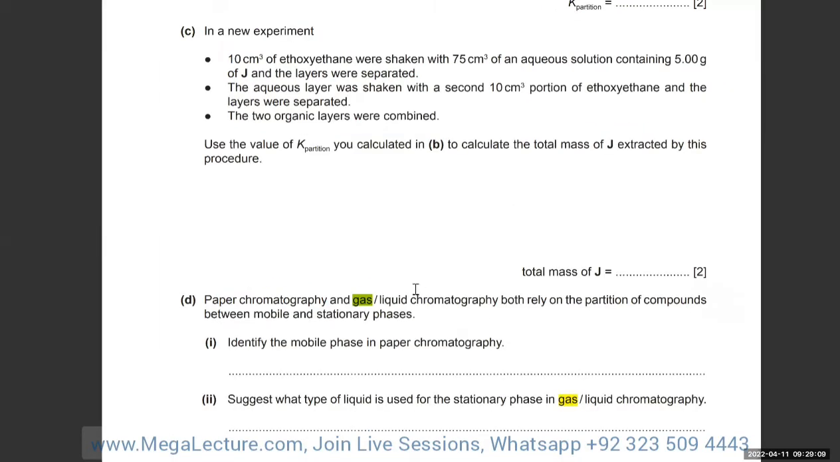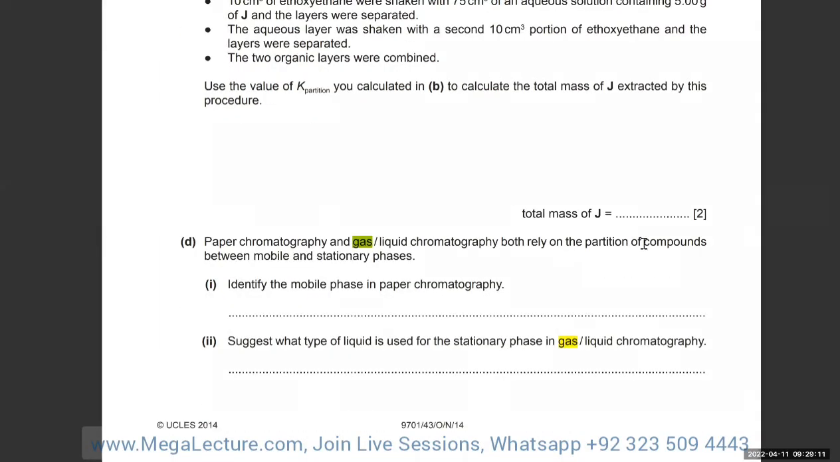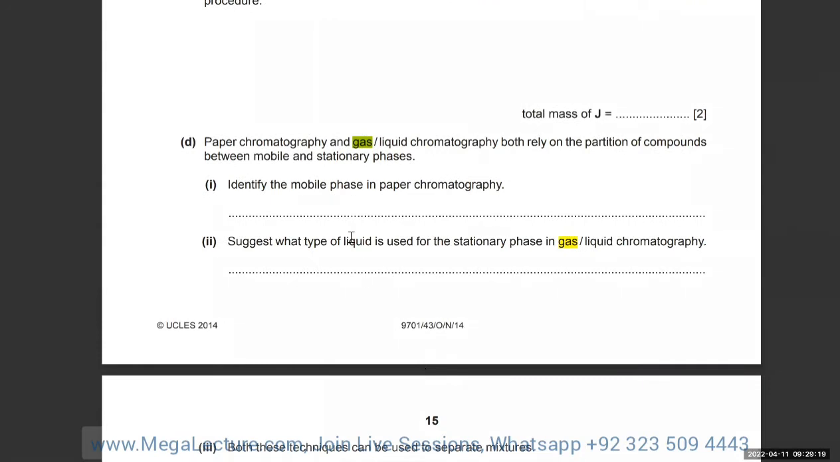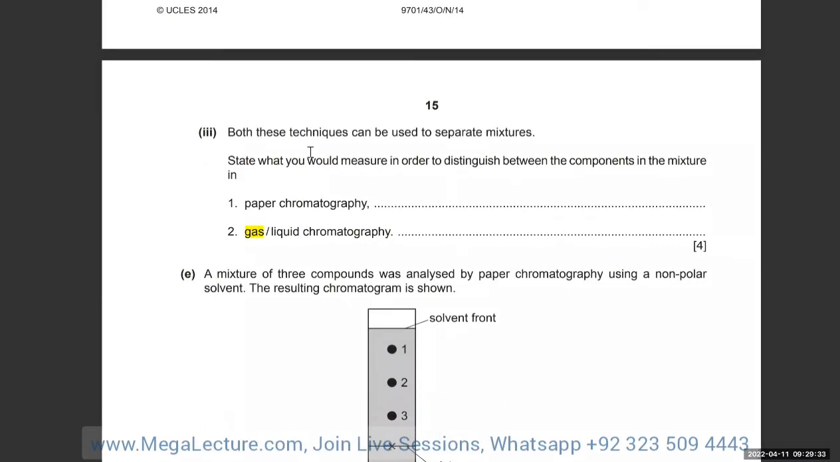Paper chromatography and gas liquid chromatography both rely on the partition of compounds between mobile and stationary phase. Suggest what type of liquid is used for the stationary phase in a gas liquid chromatography. It's a high boiling point liquid and it's non-polar. Okay, that's written in the syllabus. Both these techniques can be used to separate mixtures. State what you would measure in order to distinguish between the components. Gas liquid chromatography is all about retention time. Okay, clear?